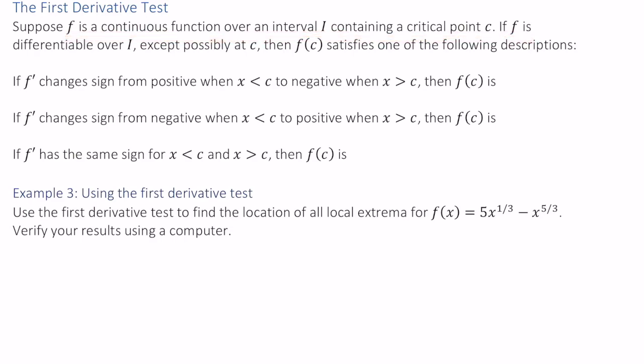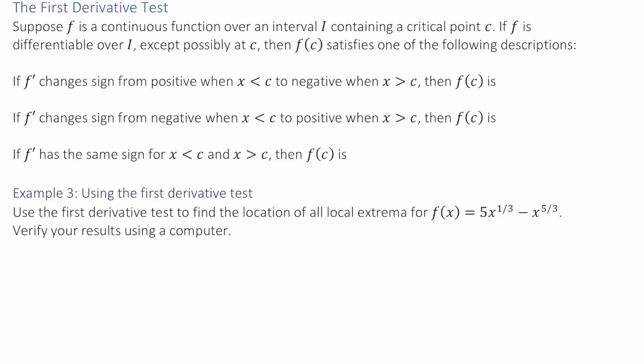If f is differentiable over that interval, except possibly at c, then f satisfies one of the following descriptions. If the derivative changes sign from positive when x is less than c to negative when x is greater than c, then f is, and I'm not going to fill in this blank quite yet. If the derivative changes from negative to positive, then f is, and again, I'm not going to say what exactly is happening. And then there's a case where f prime has the same sign whether x is less than c or x is greater than c.